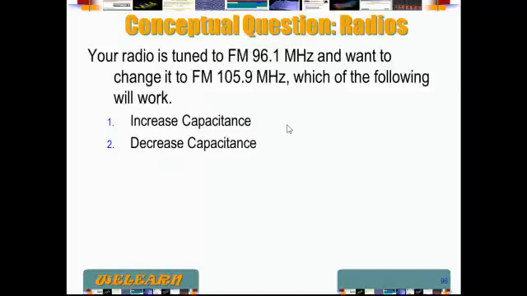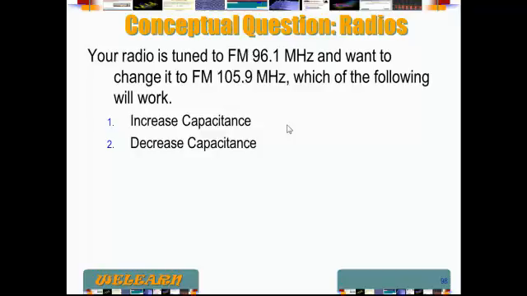Your radio is tuned to FM 96.1 megahertz, and you want to change it to 105.9. Which of the following will work? Increase the capacitance, decrease the capacitance?